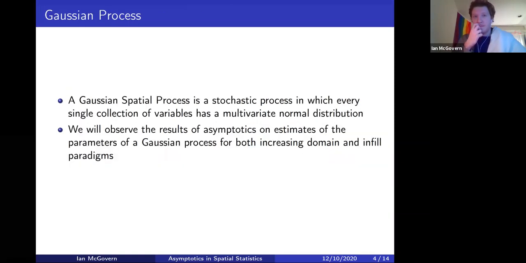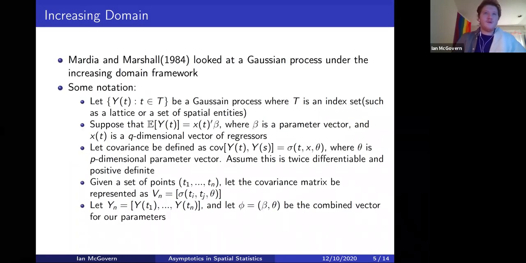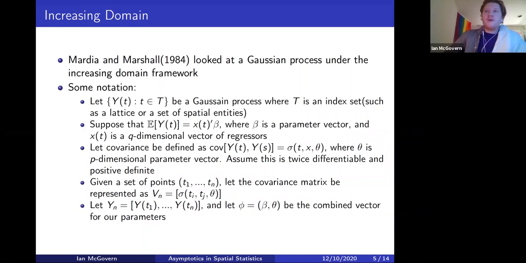Next slide, please. Okay, so I'm specifically looking at Gaussian spatial processes. As you can imagine, it's a process where every single collection of variables is multivariate normal. We're going to be looking at some results from both of these paradigms, increasing domain and infill asymptotics. Next slide, please. Cool. So I'm going to be talking about some results from Mardia and Marshall in 1984, and they're looking at this under the increasing domain framework.